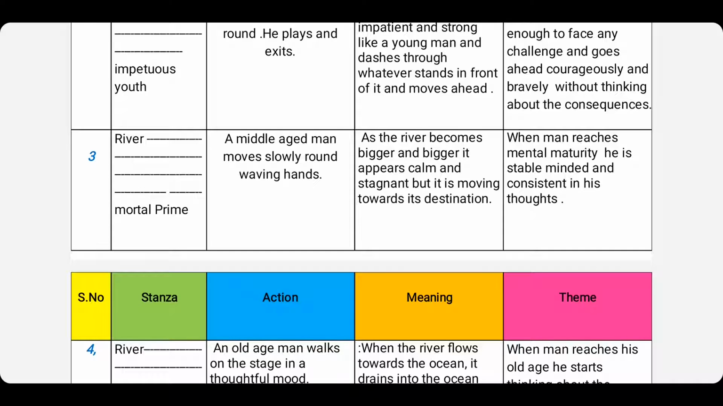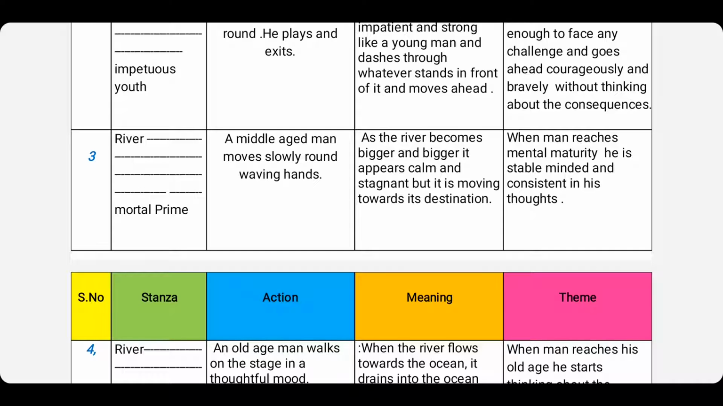Consistent means he is constant in his thoughts. He is not flickery or wavery. That is, his thought doesn't keep changing here and there. He is stable minded. If he fixes on one thing, he stands for it. He decides one thing, he is stable with that. That is what we call consistent. Consistent means constant. Right?